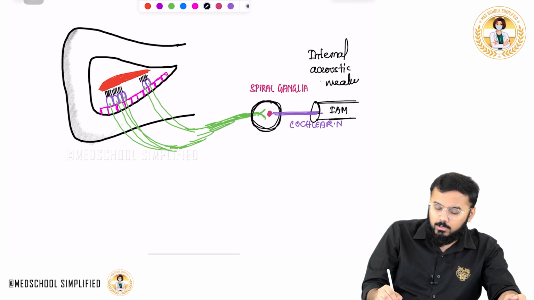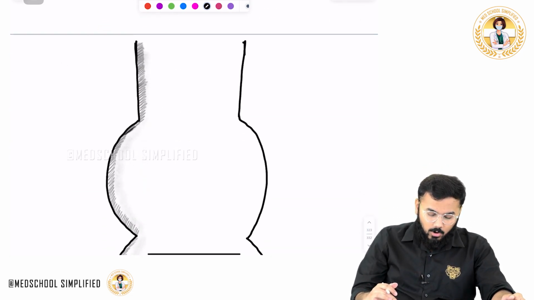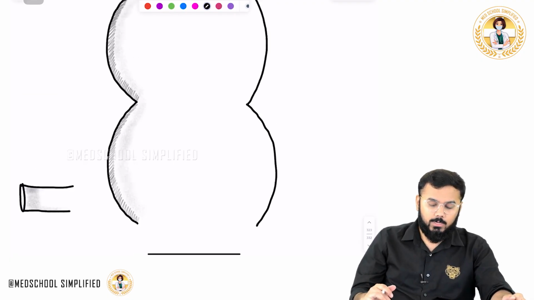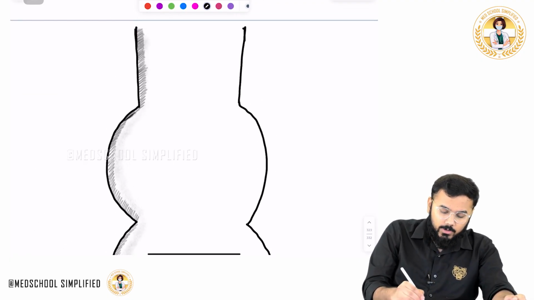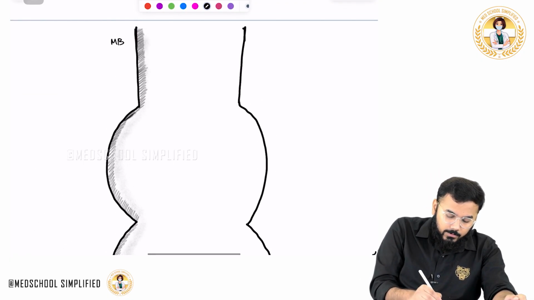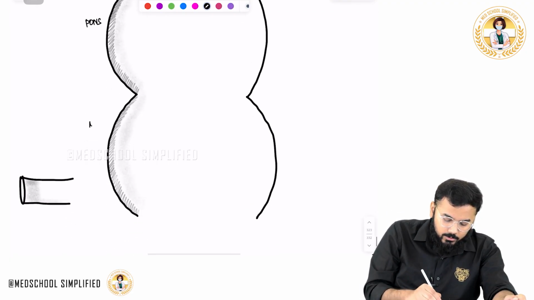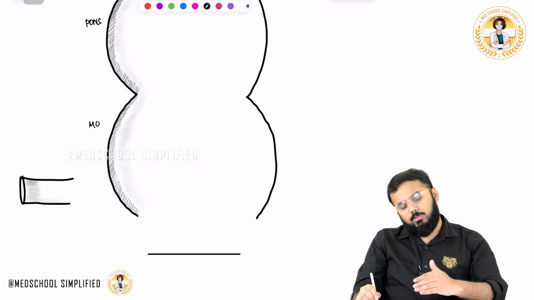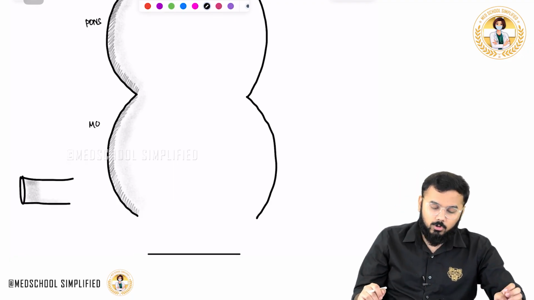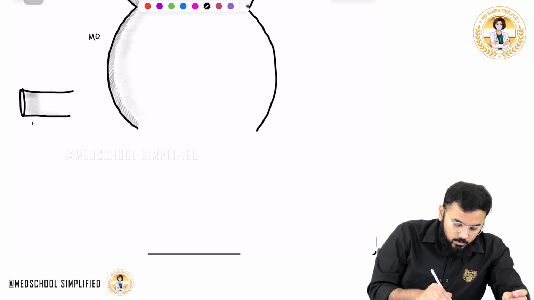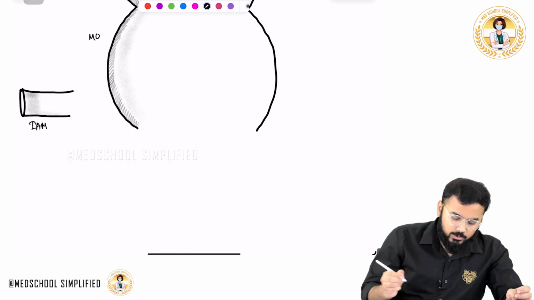So what I have done is that I have drawn the internal acoustic meatus over here, and this part over here is your midbrain, this is your pons, and this one over here is your medulla oblongata. The junction between the pons and medulla oblongata is called the pontomedullary junction, and this structure over here is called your internal acoustic meatus.